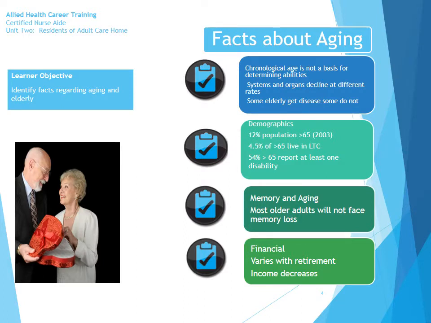So some different facts about aging. Now that we've identified the stereotypes, we're going to talk about the facts. So keep in mind that chronological age is not a basis for determining abilities. I've seen 30-year-old people that can't even walk down the block, and 85-year-old people that like to get out and rollerblade.